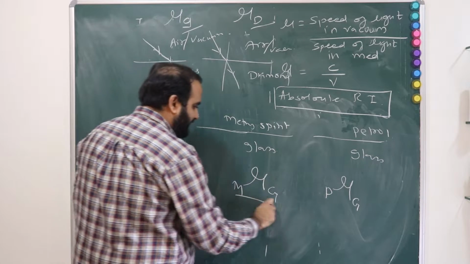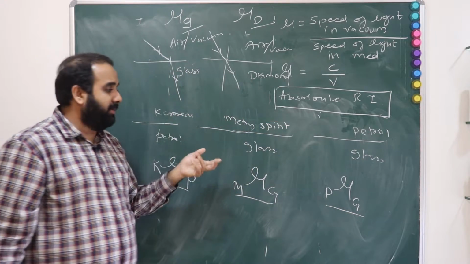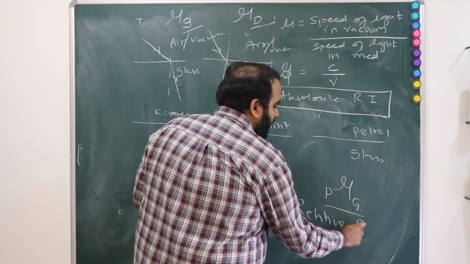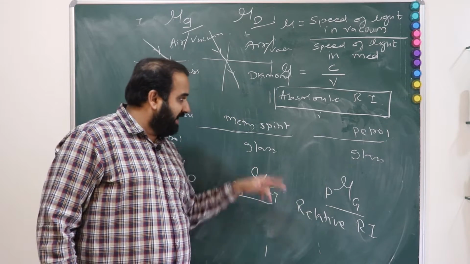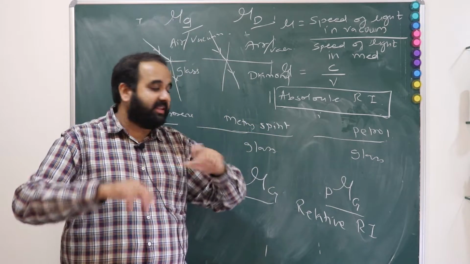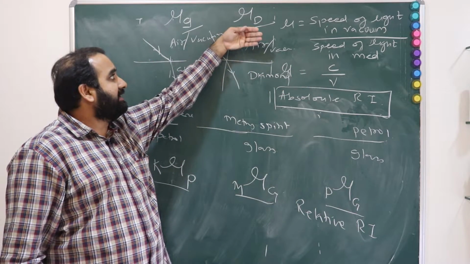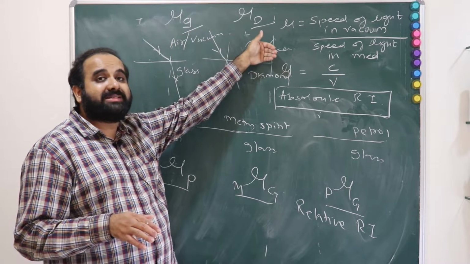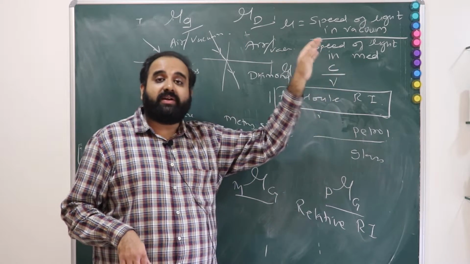And in these cases, when there are two different mediums, any particular mediums, then we will call it relative refractive index. How to remember? There are two mediums, there is some relation, therefore it will be called a relative refractive index. And if it is just air or vacuum, then we will call it absolute refractive index.